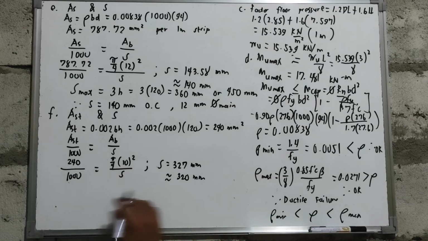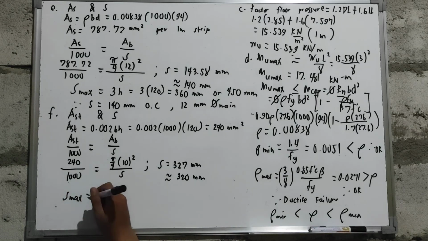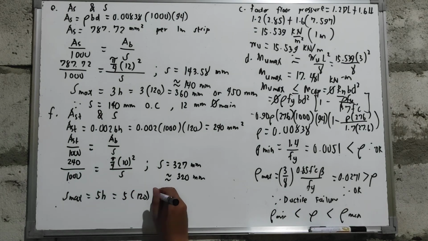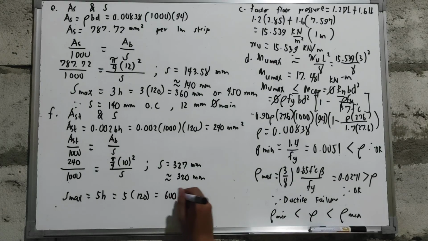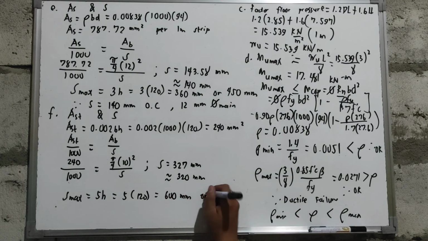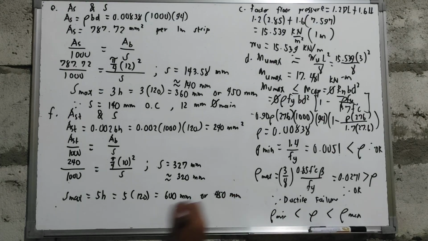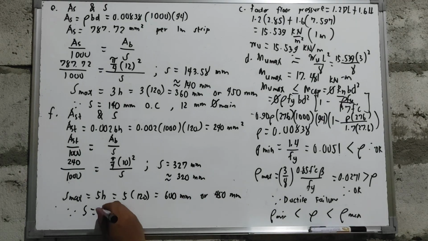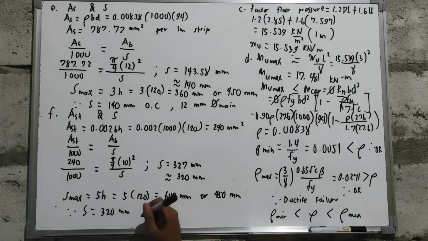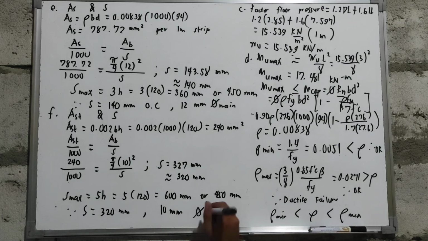After natin ma-compute yung S, meron tayong given na value ng S max natin, which is denoted by 5h. So 5 multiplied by 120, so you will have a value of 600 mm or yung isa pa natin na 450 mm. So we are going to use na S ng temperature bars natin, yung smallest value among 320, 600 at saka 450. So we're going to use spacing of 320 mm for our 10 mm diameter temperature bars. So ganun lang yung pagde-design natin ng one-way slab.